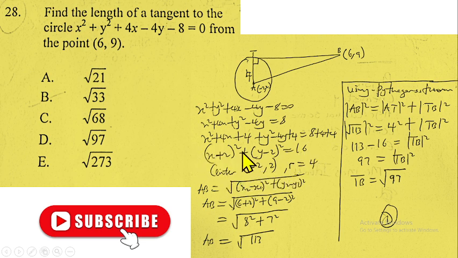Then if you compare what you have gotten here to the template of the equation of a circle, which is (x - a) squared plus (y - b) squared equals r squared.